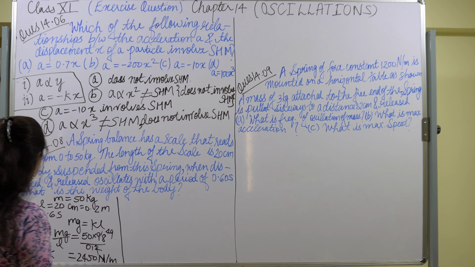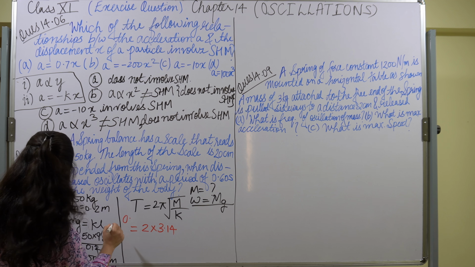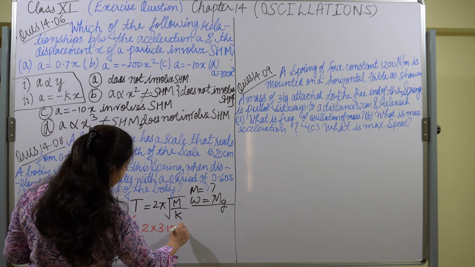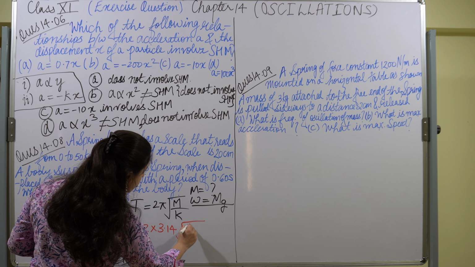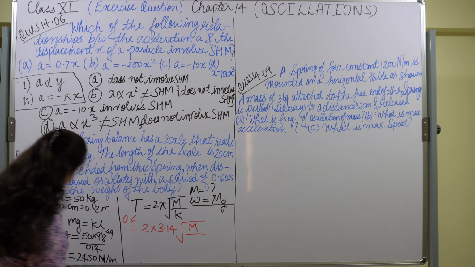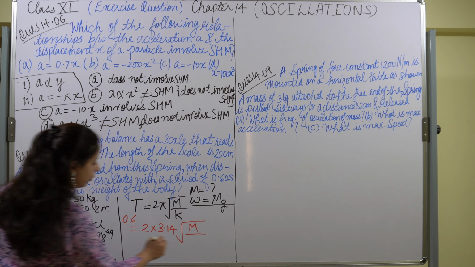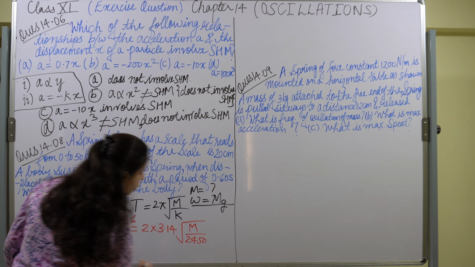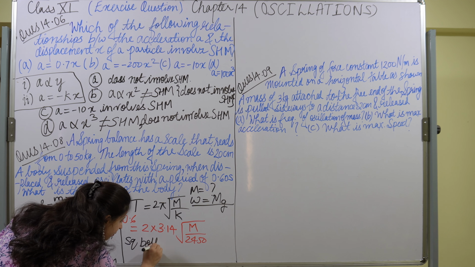So T equals 2 into 3.14. T has been given to us as 0.6 seconds. So 0.6 equals 2 into 3.14 under root M upon K; M we need to find out, and K we have already found, 2450. Now squaring both sides.